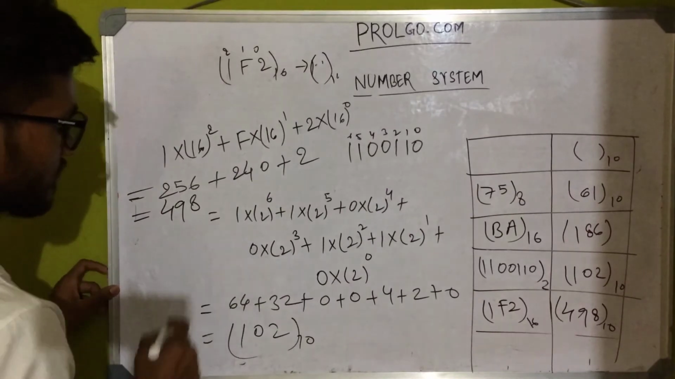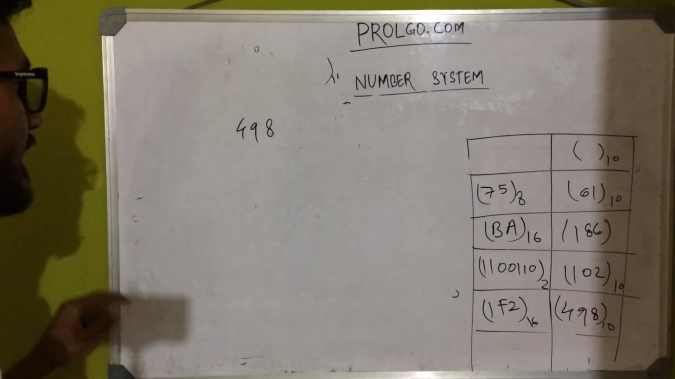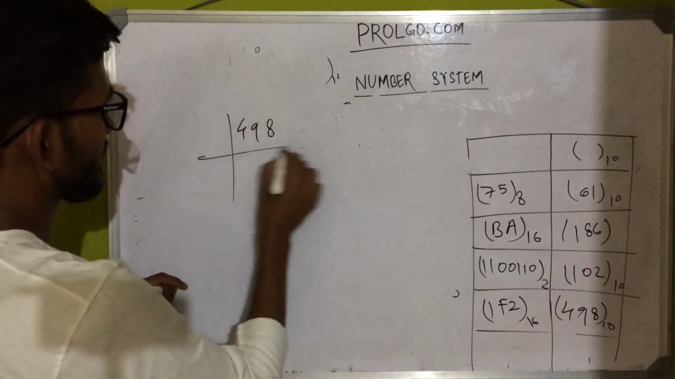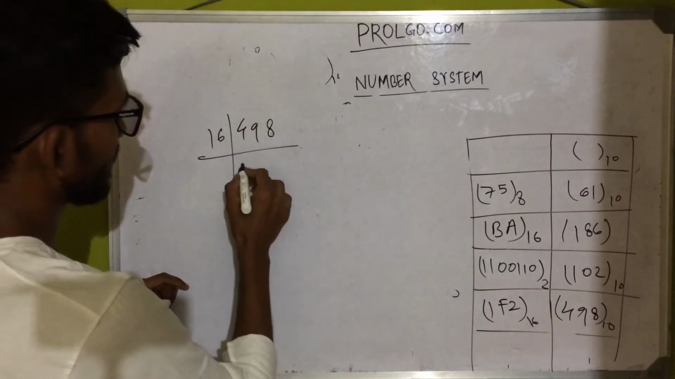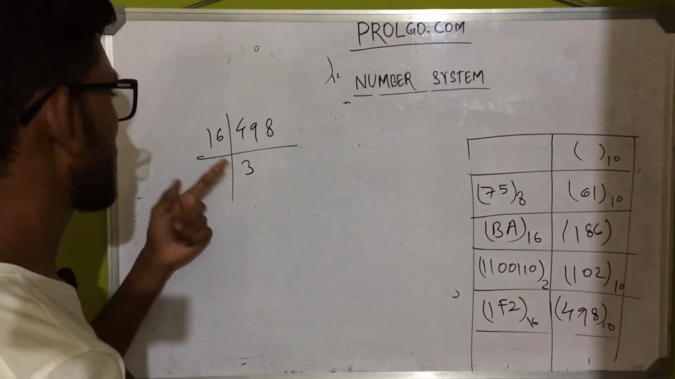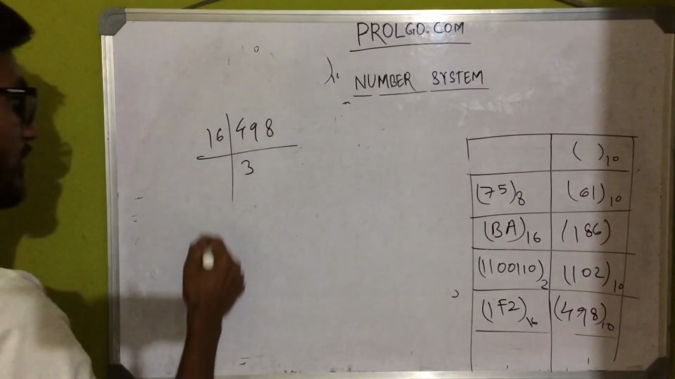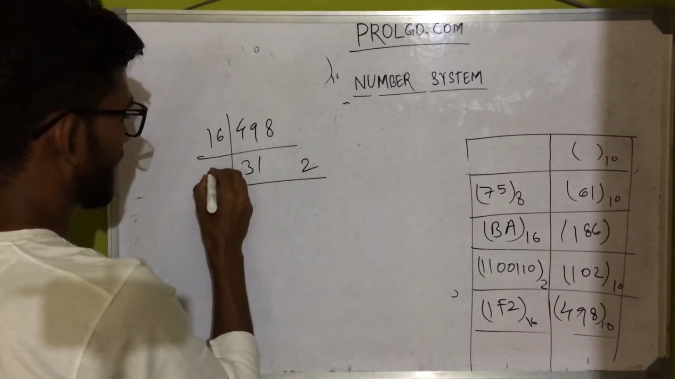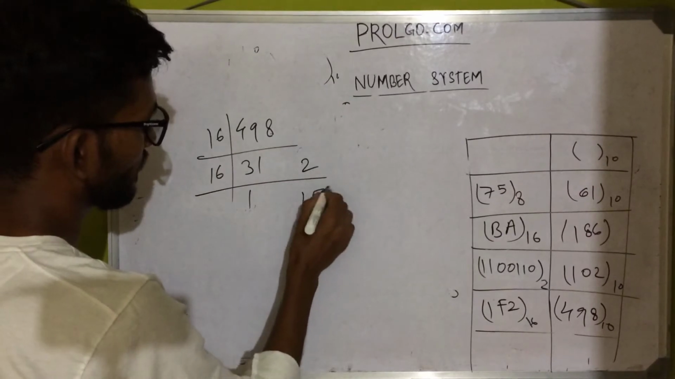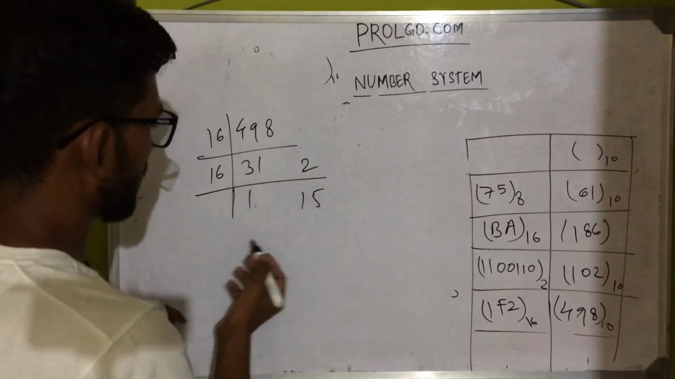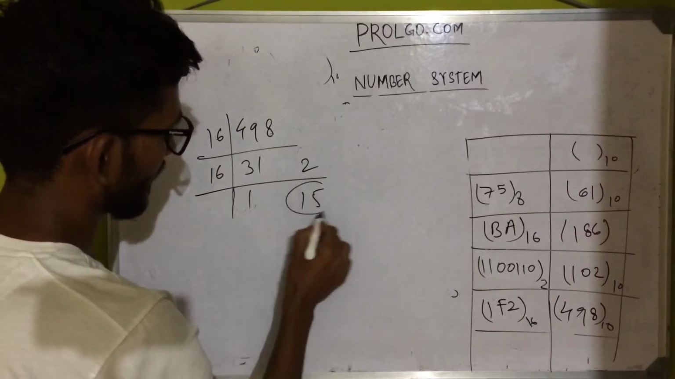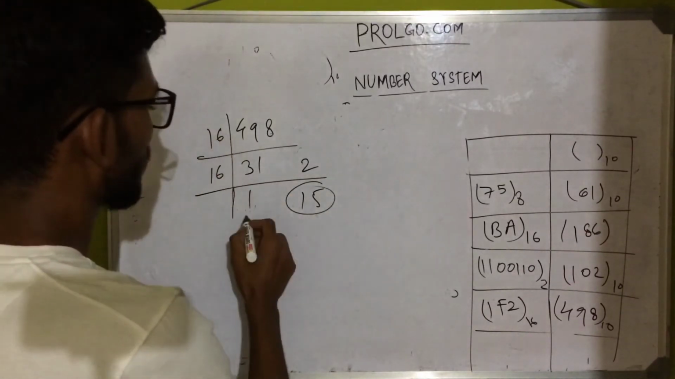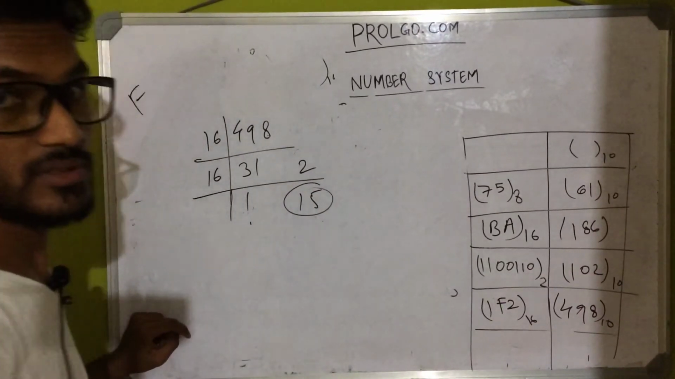So I'll just take this one, let me erase the board. 498 in decimal we have to convert into hexadecimal, so we will divide by 16. So 16 into 3 is 48, 1 into 8, so it will be 1, the remainder would be 2, then again 16 into 1, there would be 15. So that's it. Now for 15 we have the representation F, so 1F2, that's correct.